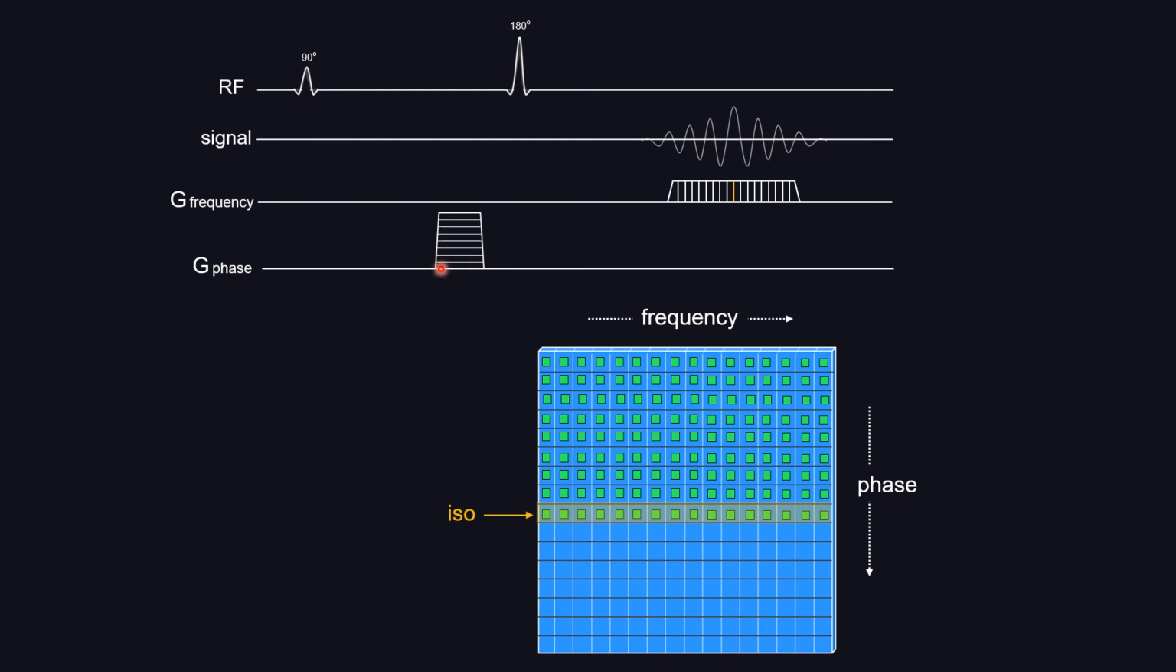Notice when it's at zero gradient, we place the data in the center row. That's why the center row has the highest signal intensity in the k-space. As the gradient increases in the negative direction, we start to place the data in the row further away from the center in a mirror image fashion. That's filling the entire k-space.